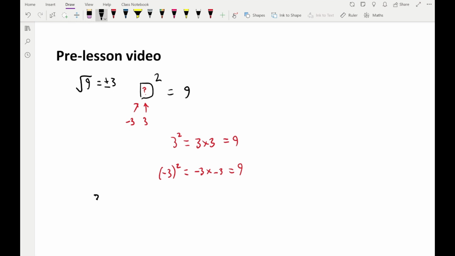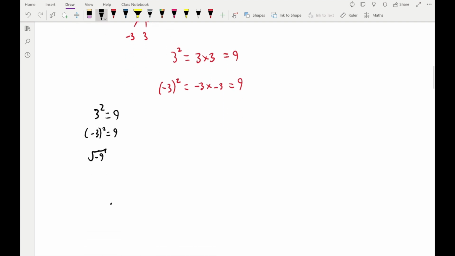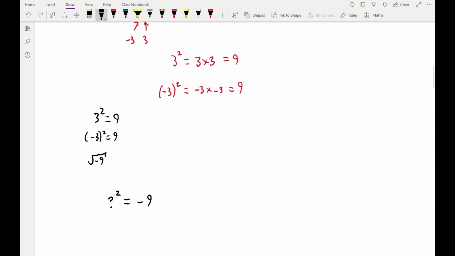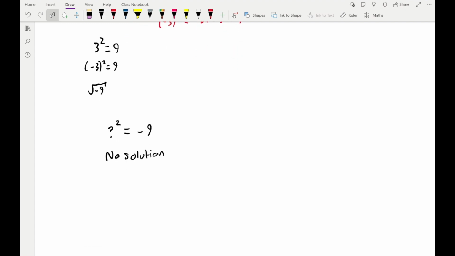So if 3 squared gives you 9, and minus 3 squared gives you 9, then what happens if I try and find the square root of minus 9? What number, when I square it, gives me minus 9? Well, think about it. If I square all positive numbers, I'm going to get a positive number, and if I square a negative number, I'm going to get a positive number. So I'm out of numbers. There is no solution. Well, that's what you would say before we know about imaginary numbers.